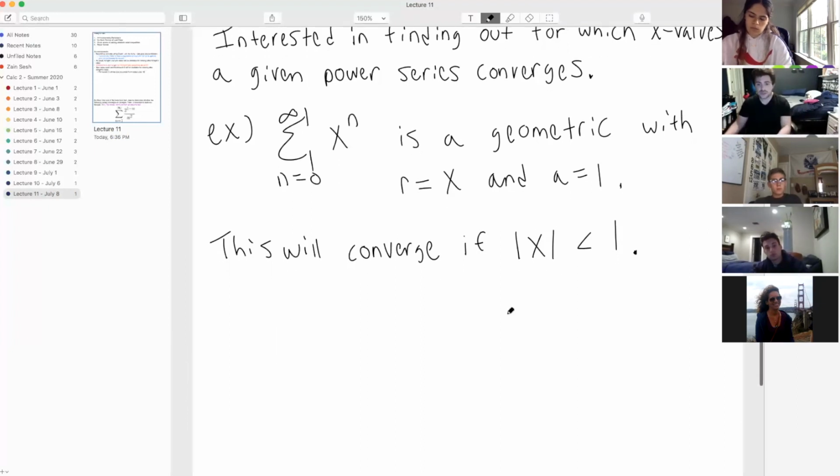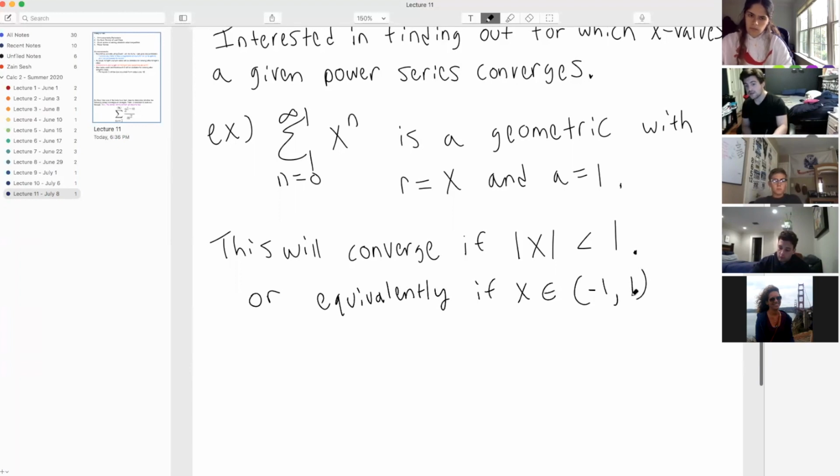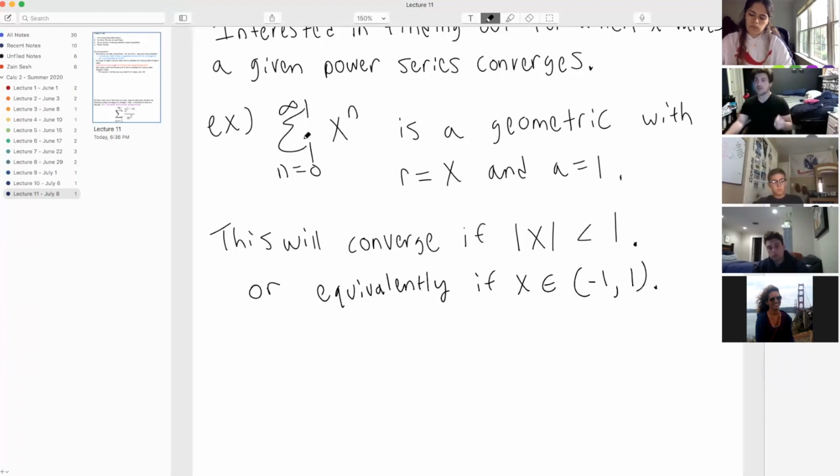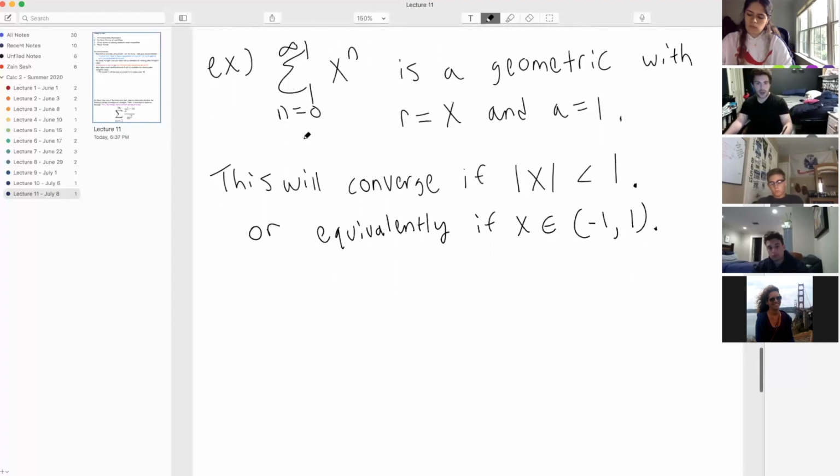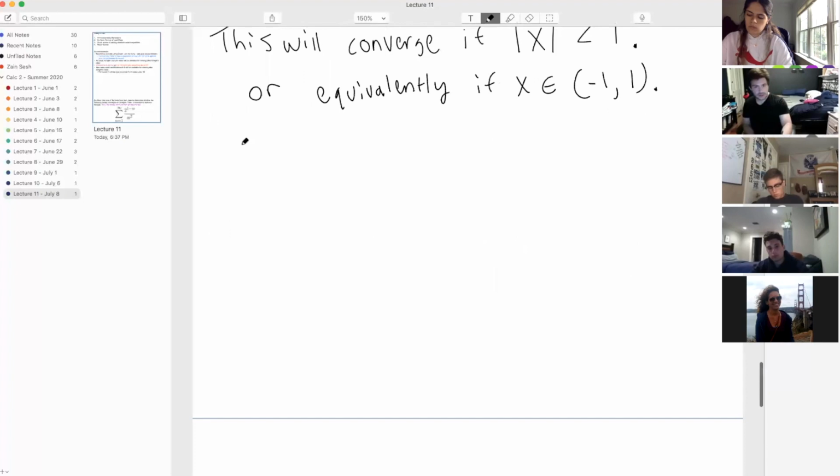All right, good. So this will converge if the absolute value of x is less than 1, or equivalently, if x is in the interval -1 to 1. So what this is telling us is if I plug in a number from this interval, say 1/2, plug it into this power series, it will converge. It will converge as a sum of numbers. Very cool.